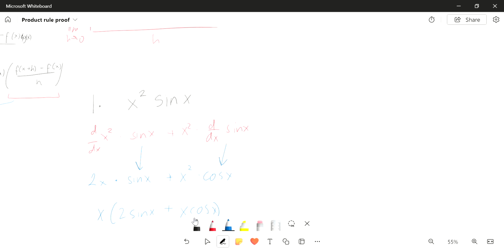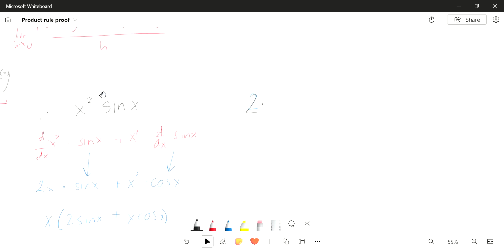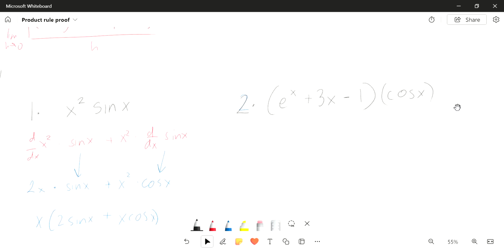And so that's a product rule. Example 2. We'll vary it up a little, and instead of just using power functions, we'll also use sum and difference. So say we have some function e to the power of x plus 3x minus 1, all multiplied by cosine x. What do you think the derivative will be? Pause the video and try it for yourself.